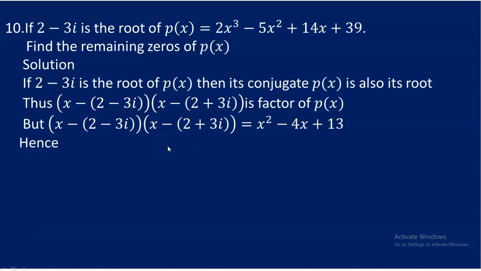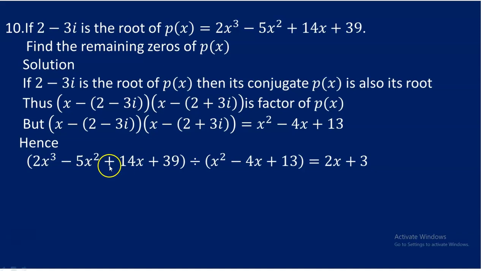As you divide p of x, which is this one, by x squared minus 4x plus 13, you will come across the value 2x plus 3. You can even see at the beginning that 2x cubed divided by x squared is 2x. As you perform this, you finally obtain a remainder of 0 and a quotient of 2x plus 3. Now, students, having 2x plus 3 by itself is enough to know the other zero of this polynomial p.